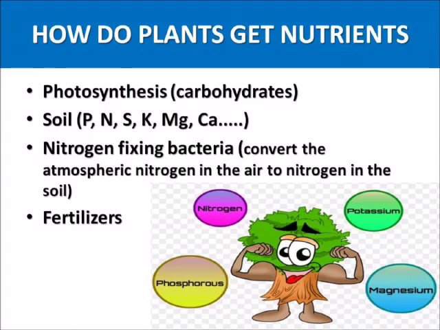Okay, and plants will also get these nutrients, and the quality of the plant, the health of the plant also improves. So these all are some of the ways by which plants get a variety of nutrients which are needed for their growth and development. So photosynthesis, soil, nitrogen fixing bacteria, and fertilizers, all these are the sources of nutrients for the plants for their healthy growth and development.